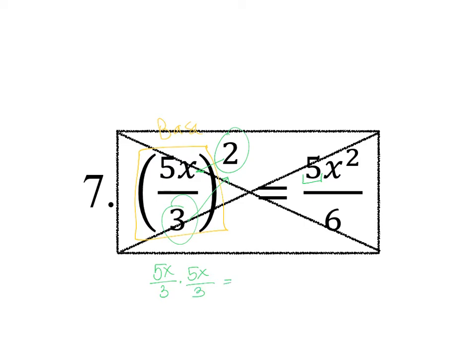And so you can see on the bottom, it's not going to make 6 because we have to multiply those. That's 9. And we do have x squared, so that part was correct, but they didn't take it with the 5, so that has to be 25.